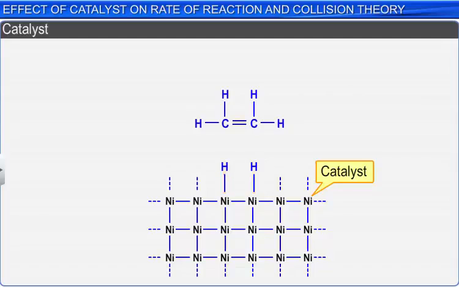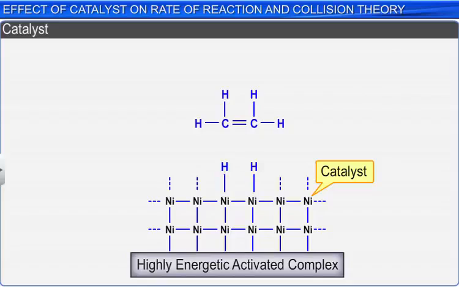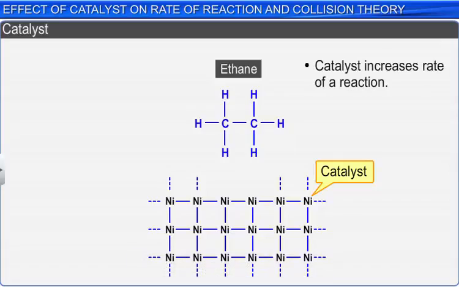In the next step, a highly energetic activated complex is said to be formed when these hydrogen atoms attach to ethene molecules by partial chemical bonds. The highly unstable activated complex further dissociates to form molecules of ethane and the free catalyst. Thus, a catalyst increases the rate of a reaction.